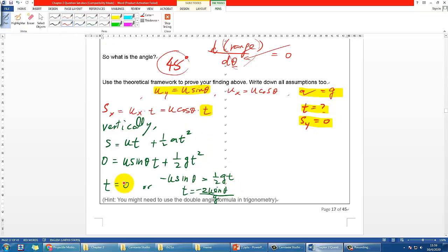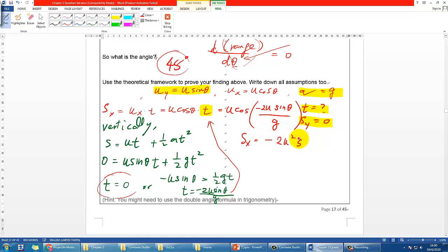And then after you find this, apparently 0 is not the one that you want to use, and that would be this instead. So for this one, you could substitute back into this equation, and then you get u cosine theta times negative 2u sine theta over g. And so in that case, the expression for the range could be simplified as negative 2u squared, sorry, I forgot the theta here, sine theta cosine theta over g.